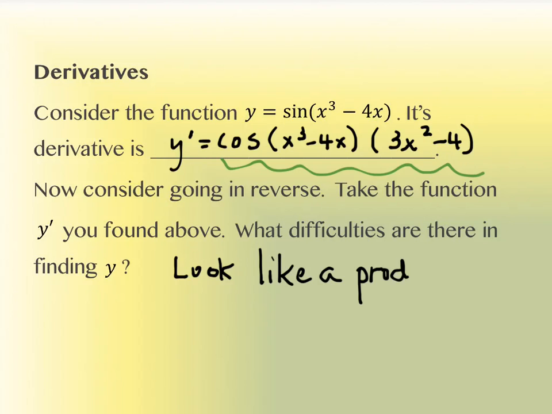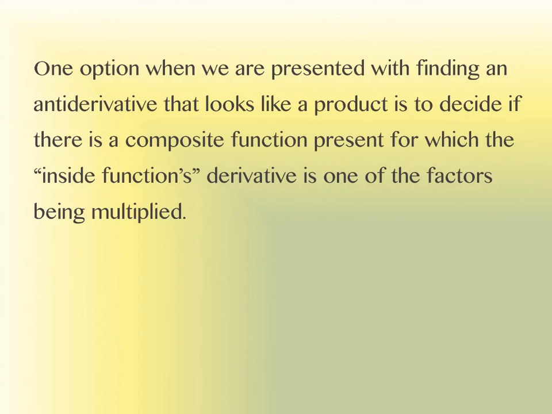Well, not only does it look like a product, it really is a product. It's just that because of the way it was formed, it's still able to be handled. So let me show you how we handle a product like that. One option when we're presented with finding an antiderivative that looks like a product is to decide if there's a composite function present for which the inside function's derivative is one of the factors being multiplied.